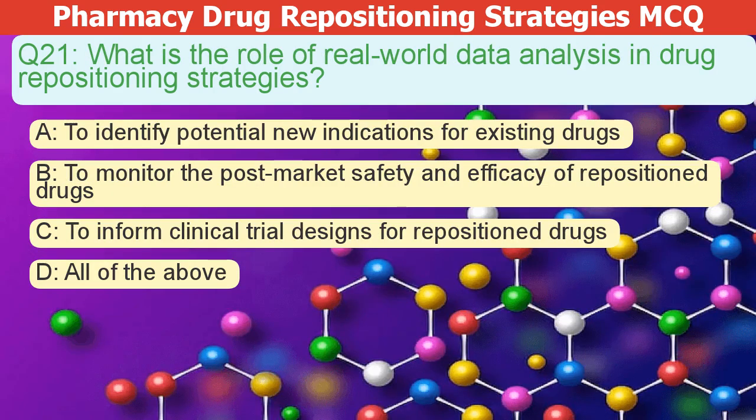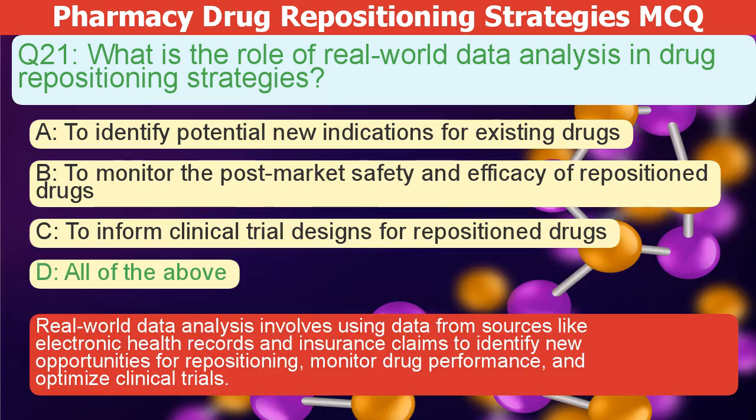What is the role of real-world data analysis in drug repositioning strategies? A. To identify potential new indications for existing drugs. B. To monitor post-market safety and efficacy of repositioned drugs. C. To inform clinical trial designs for repositioned drugs. D. All of the above. The correct answer is D.